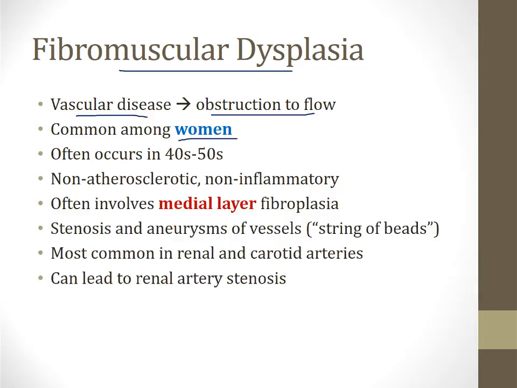It's common among women, especially women in their 40s and 50s, and in contrast to other forms of vascular disease, this does not involve atherosclerosis, and it's also not inflammatory like a vasculitis. What happens in this disorder is that for reasons that are poorly understood, usually the medial layer undergoes a process called fibroplasia, which basically means the medial layer develops an abnormal growth of fibrous tissue. This leads to narrowing of arteries and causes stenosis, and then between areas of stenosis, aneurysms form.